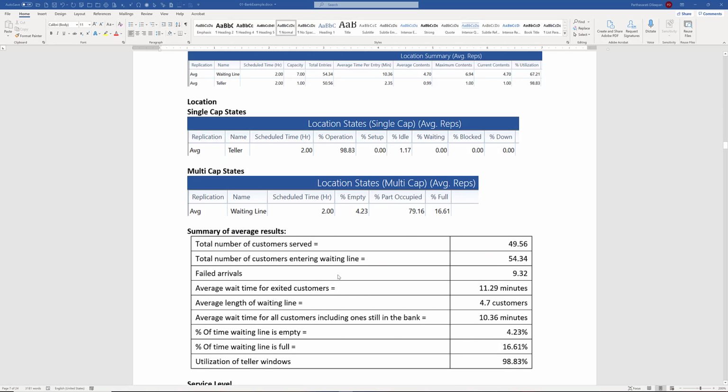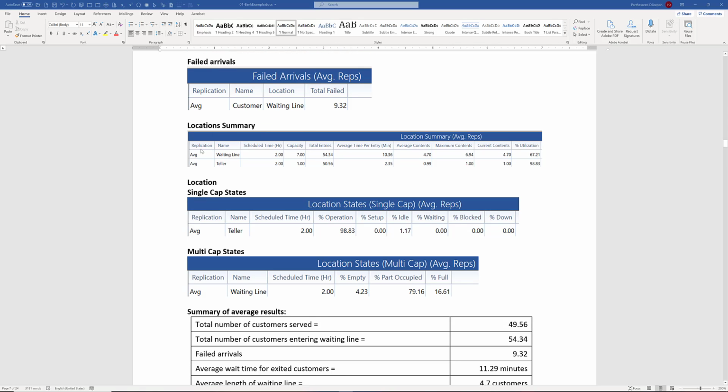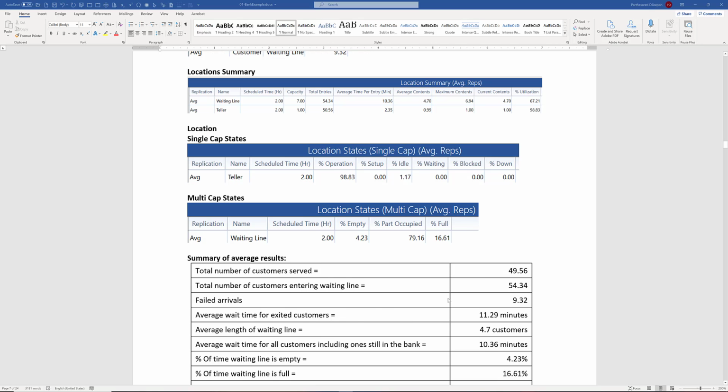Okay, now average length of waiting line. You need to go to the waiting line summary. So capacity, and then waiting time per entry. This is for people who are still in the wait. It includes people who are still in the waiting line. The average content is 4.7, and right now there are 4.7 current customers as well, but the average length is 4.7 customers. The average waiting time for customers, including the ones in the bank, will be 10.36.